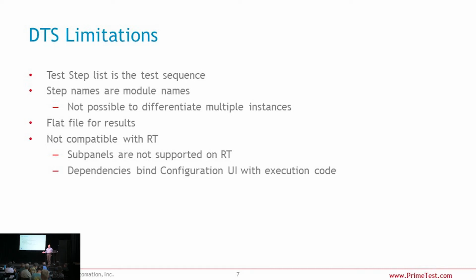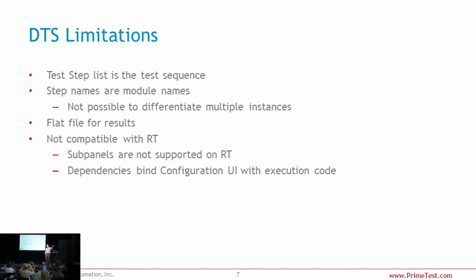The other limitation is that out of the box, you get results just in a flat file. That's fine for a lot of things, but sometimes you want to go with a database or something more sophisticated. And then the other thing that really hit us hard was that this framework's not compatible with RT until we mess with it. There are actually two things that make it tough for RT. One is it uses subpanels, and RT is allergic to subpanels. And the other is that it's all one library, so your configuration code and your execution code are one as far as dependencies are concerned.